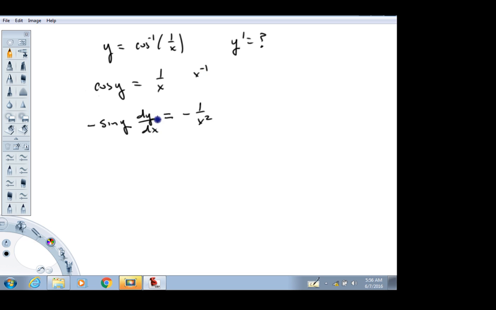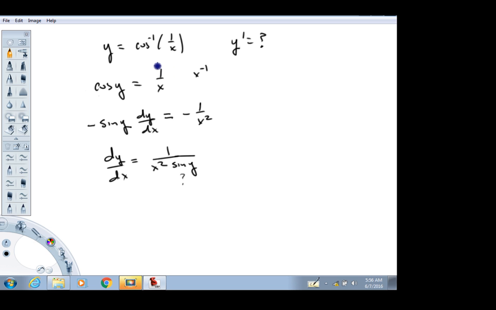Now what we'll do is just solve this for dy dx. So dy dx is going to equal 1 over x squared, and you'll notice we're going to have to divide by sine y. The minus signs cancel. Now we've got this almost done, but you notice we're going to have to figure out what we are going to do about this sine y part right here.